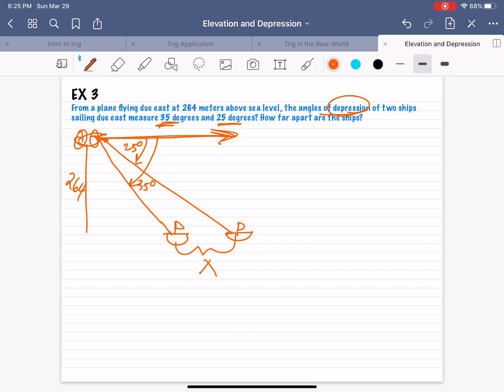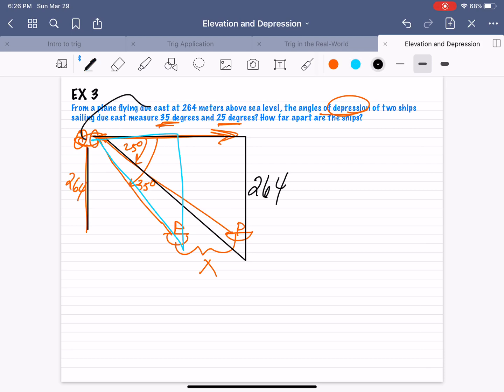Remember, since the angles of depression are on the triangles on the right, let me draw this so you can see what I'm talking about. That's our first triangle that we're going to use. And since the altitude is 264, this will also be 264. And our second triangle, let me make that one in blue, will be this one here. So that one will be using the 35. I drew these two triangles because that's going to help us solve for x, the distance between the ships. As you can see up here, we're going to find this big distance. We're going to find the smaller distance, then we'll subtract them, and that'll give us the distance between the two ships. Let me redraw the triangle so I won't confuse you.